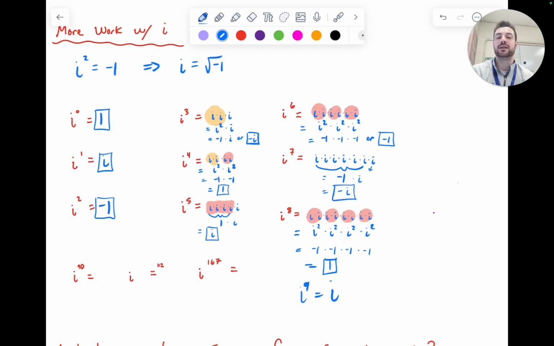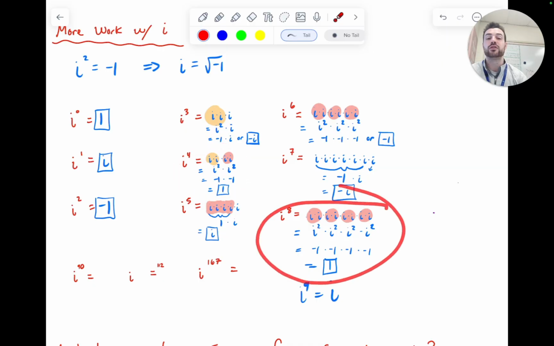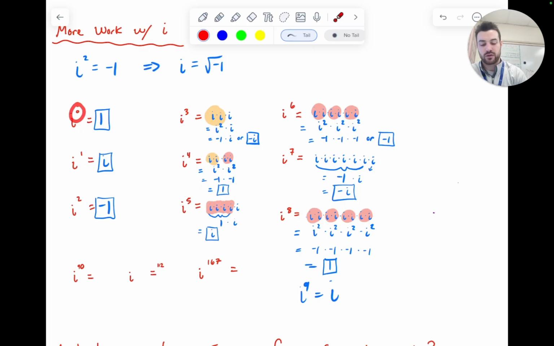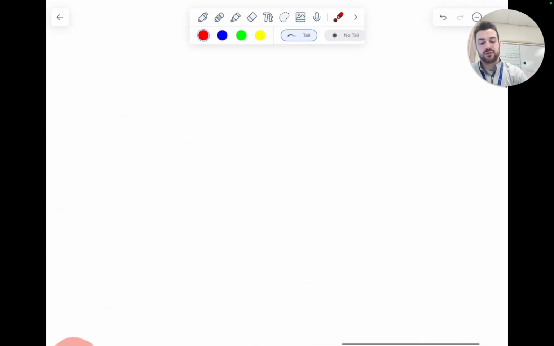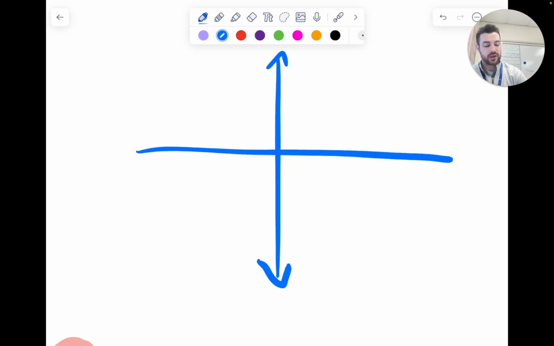So the idea that hopefully we're able to pick up on is that every time we have multiples of 4 as our exponent, there's 0, 4, and 8, the i value is going to simplify to 1. And the reason for this is, if we think about what the graph of complex numbers looks like, and we zoom in very, very closely, we've got 1 here, our real number line, and then our imaginary number line.